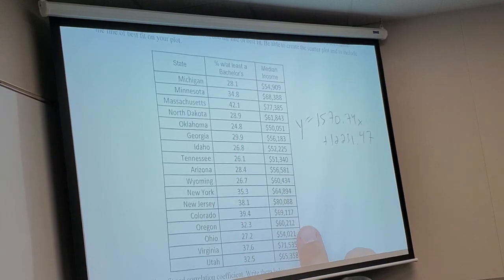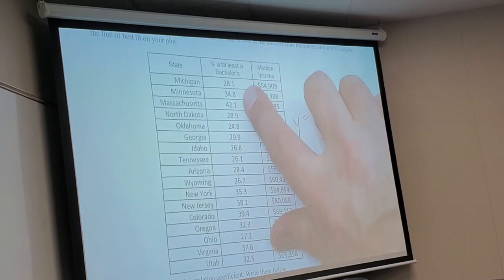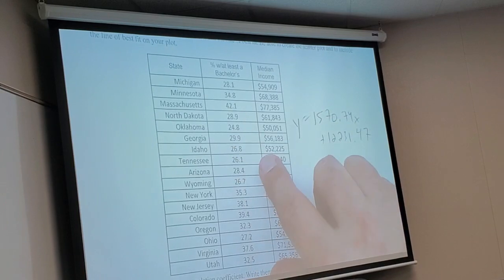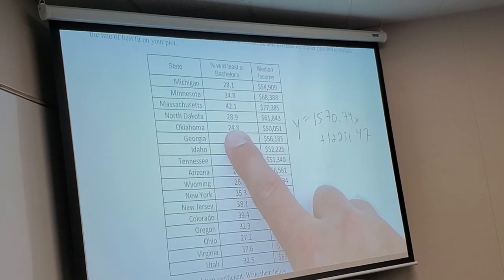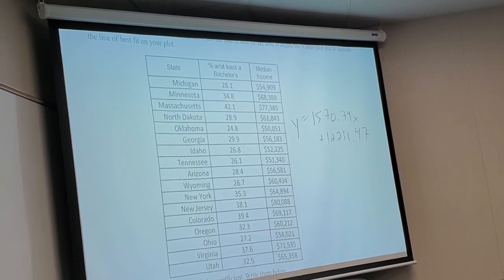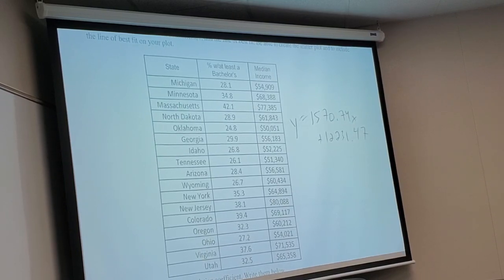What's the more important thing here, though? What's the lowest percentage, roughly? Looks to be about 24, not to pick on Oklahoma, but, right? Does anyone remember, when I'm looking to make predictions, what do I have to be careful about? Could I use 0 as an input to make a prediction?